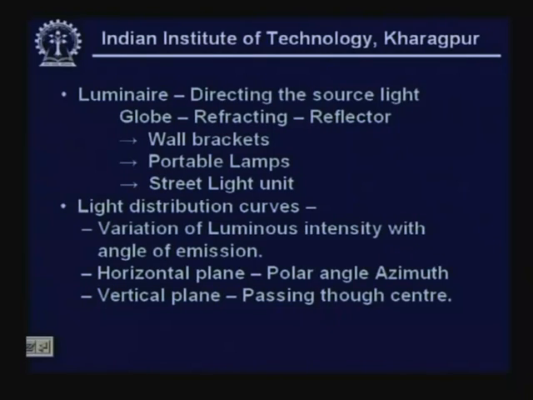They could be refracting reflectors. Now, depending on the type of application, you could have wall brackets and street lights. We have seen they are so positioned that the street users or the vehicular traffic is able to use them. So, all these have what are called light distribution curves in the various planes, which is nothing but the luminous intensity vis-a-vis angle of emission. We have both the horizontal plane and the vertical plane passing through the center.